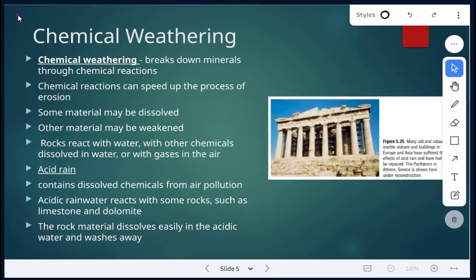Next type of weathering. This is chemical weathering. This is the breakdown of minerals through chemical reactions. So these chemical reactions can speed up the process of erosion. Material may get dissolved. Material may get weakened. Rocks will react with water and with other chemicals that are dissolved in the water or even with gases in the air. So for example, acid rain.